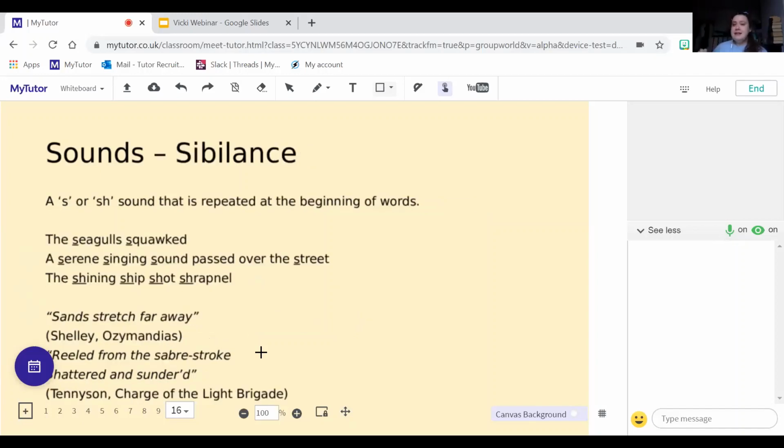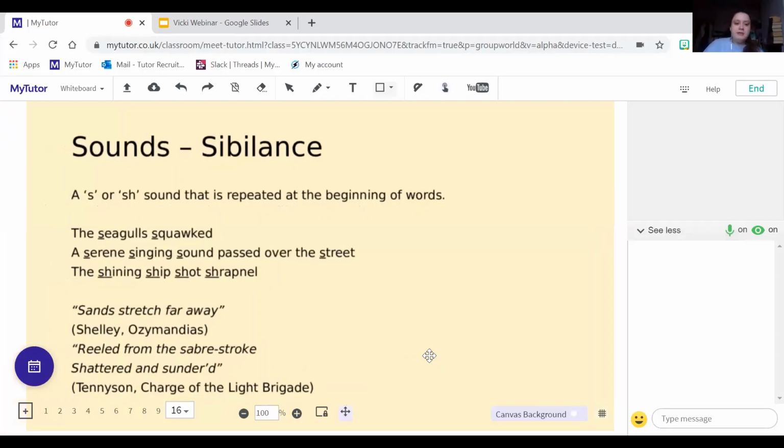Right, sibilance. Sibilance is slightly different. So sibilance is a special type of alliteration, so it's the repetition of the s or sh sound. So you can have 2 different ones next to each other in terms of you can have a s and you can have a sh. It doesn't have to be a sh and a sh or s and s. I've got some examples for you there. Now, this is a really nice example. So this is Tennyson from Charge of the Light Brigade. So, reeled from my sabre stroke, shattered and sundered. So we've got shattered in there, which is different to the other s sounds that we've got, but that still counts as sibilance. That is still fine.